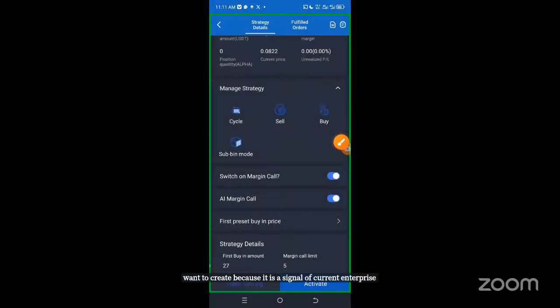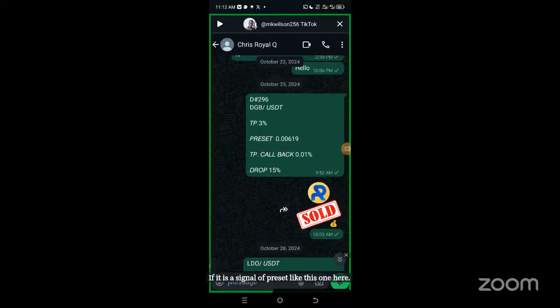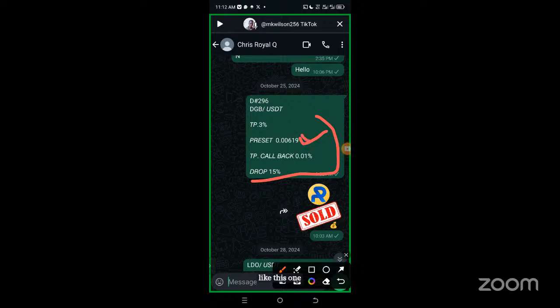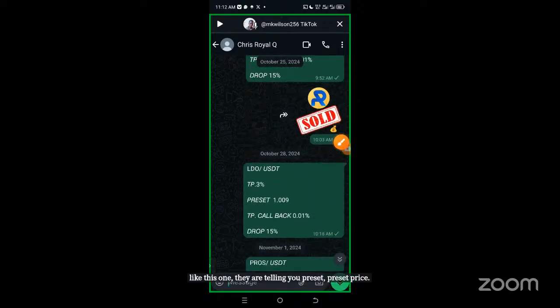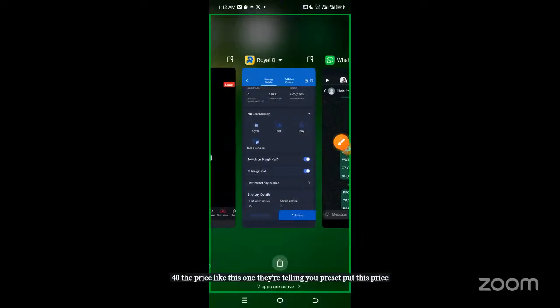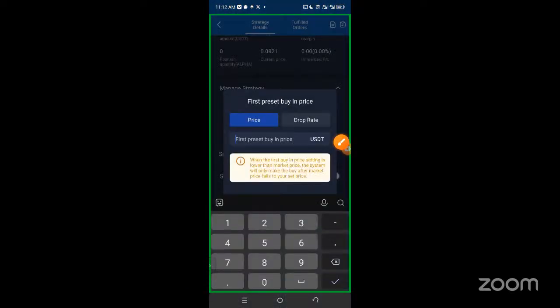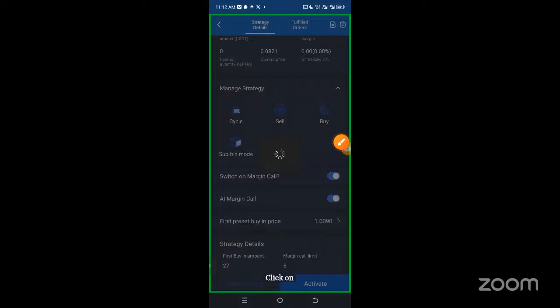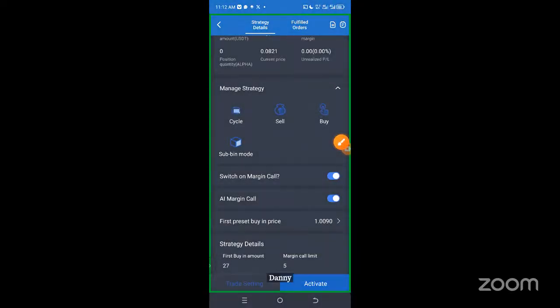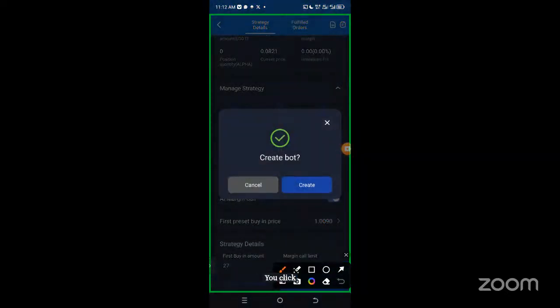But if it is a signal of preset, like this one here, they are telling you preset price. Put this price here before you activate the trade, which is 1.009. Click on sure, then you preset. You click on create, you click on activate, and you click on create.